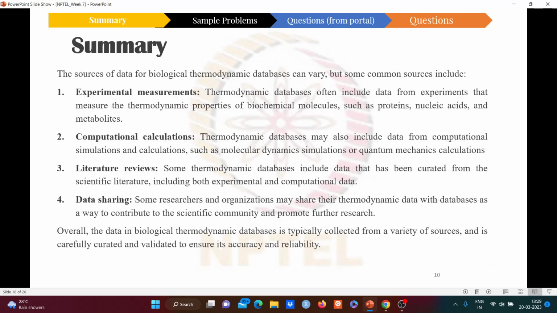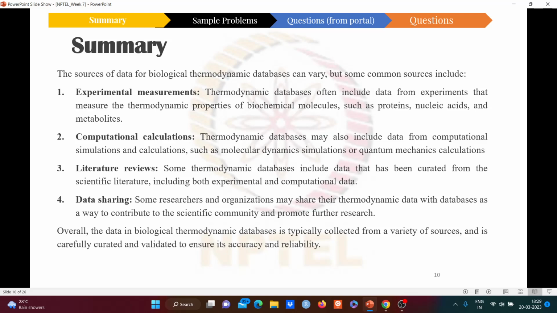Okay, so far we have discussed the databases. What is the source of this data to build these databases? The first thing is experimental measurements. The thermodynamic databases often include data from experiments that measure the thermodynamic properties of biochemical molecules. These experiments use techniques such as calorimetry, spectroscopy or chromatography to measure the enthalpy, entropy and Gibbs free energy of the molecules.